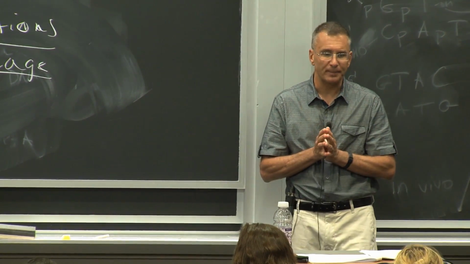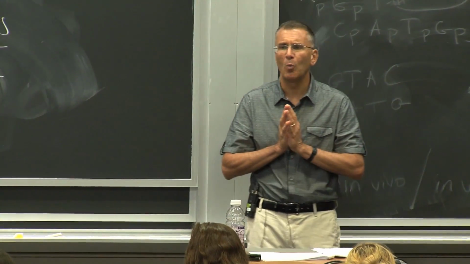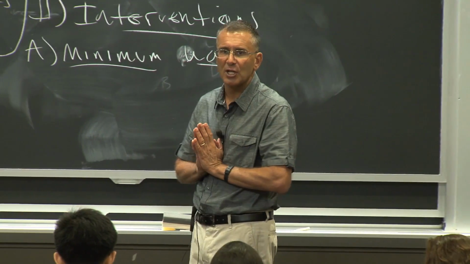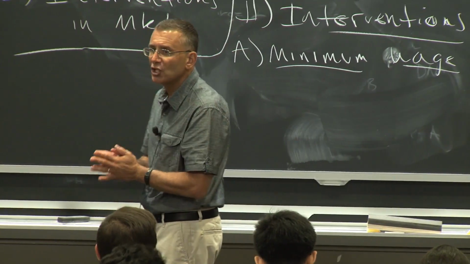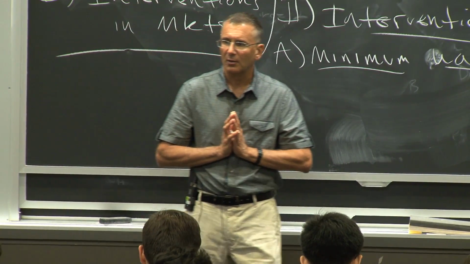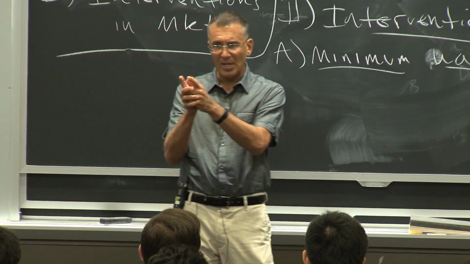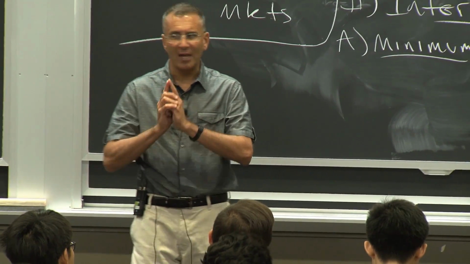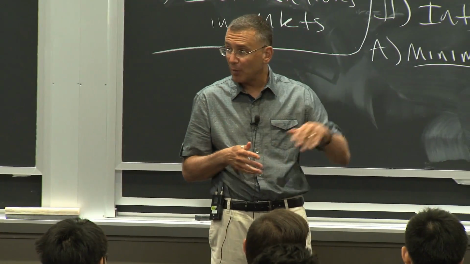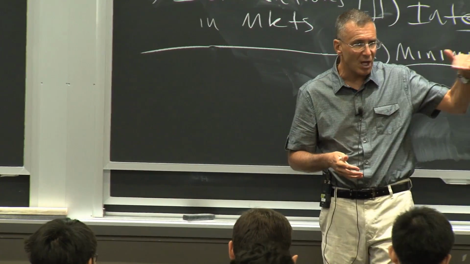So let me ask a question. What if I set a new minimum wage that was below W bar? What would happen? Someone raise their hand and tell me. What if I set a new minimum wage that was below W bar? Yeah? Maybe. Maybe not. What else? Yeah? Depends on the level. I said it's below W bar. Yes. So let's say it's $1 below W bar.